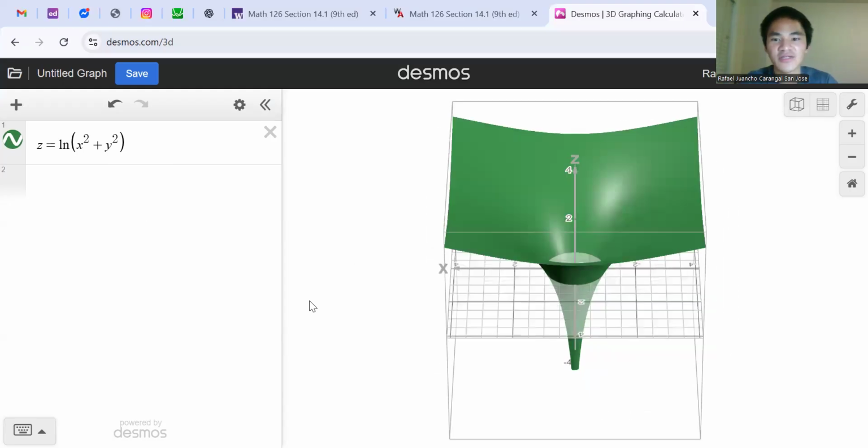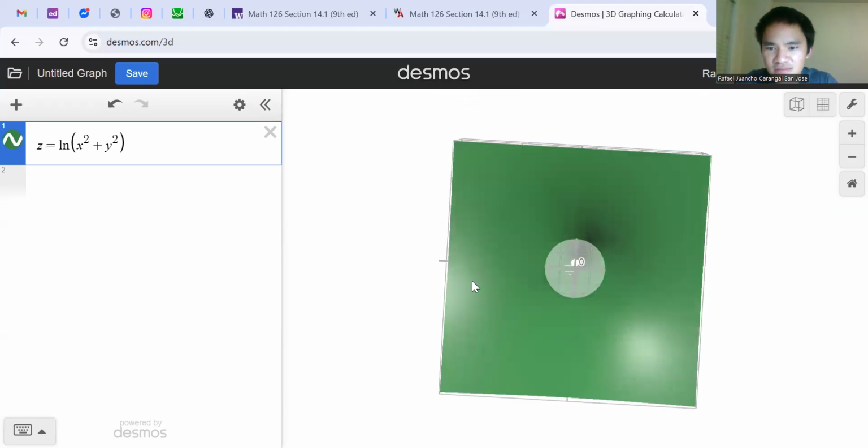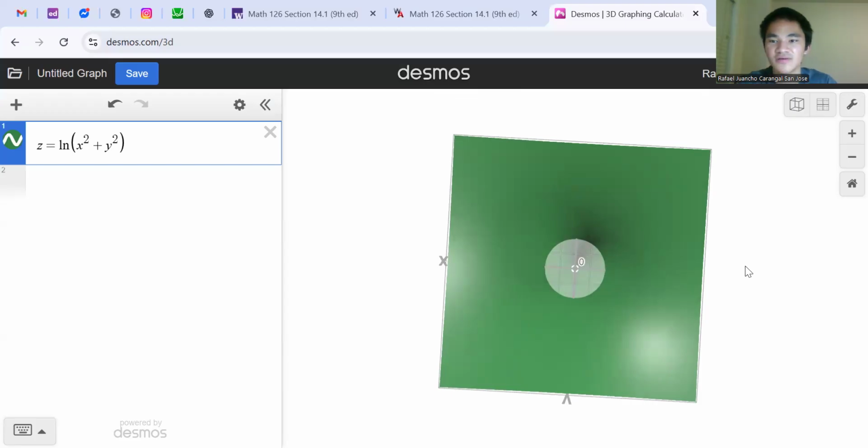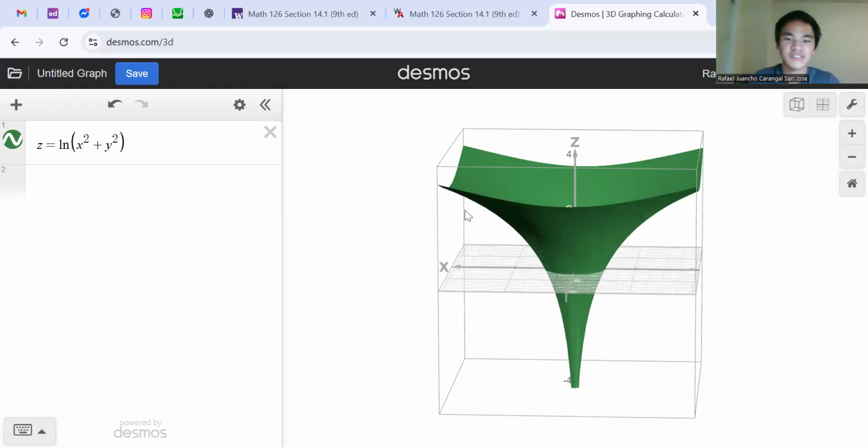For my z, we actually don't have an intercept. My surface doesn't touch my z-axis at all. Why is that? If I make ln of 0, well, that's a domain error. If I make my x and y 0, that's a domain error. ln of 0 does not work. That's why z in this case doesn't have a z-intercept.